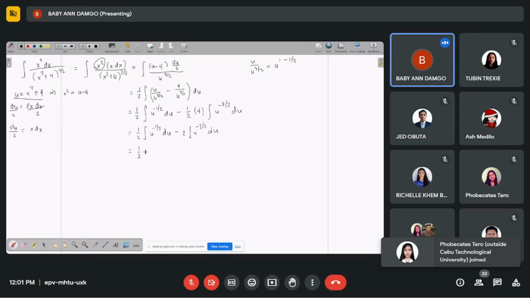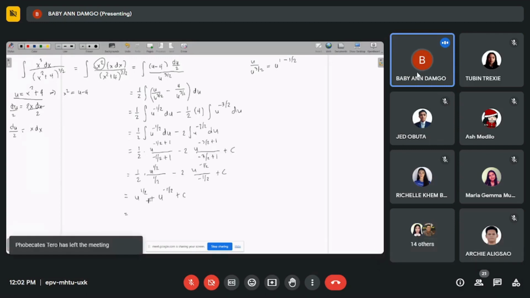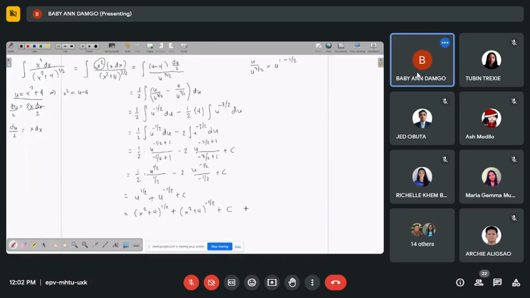c. Okay, so substitute the value of our u. So we have (x squared plus 4) to the power of 1 half plus (x squared plus 4) to the power of negative 1 half plus c. So that's the final answer. Okay, so please go screenshot. Done?